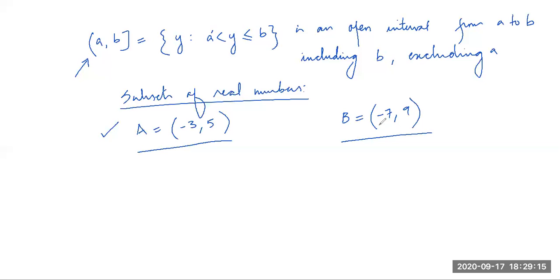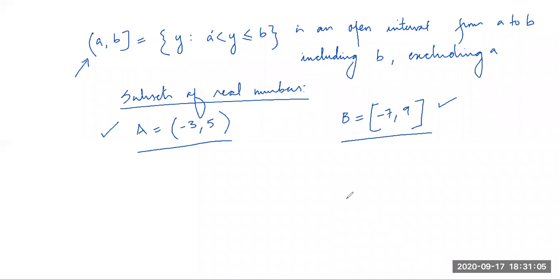I'm sorry, I'm taking the second set wrong. The second set I wanted to take as closed, minus 7, 9. It's closed. So Amitoj Singh, what is the meaning of this? It's a set of all the real numbers between minus 7 and 9, and minus 7 and 9 are also included.